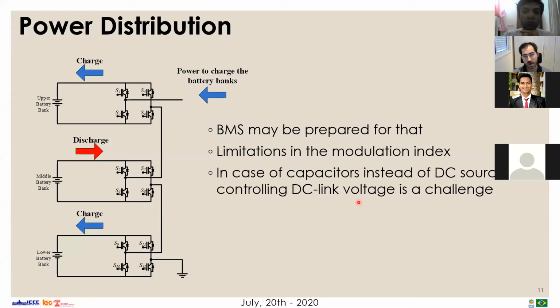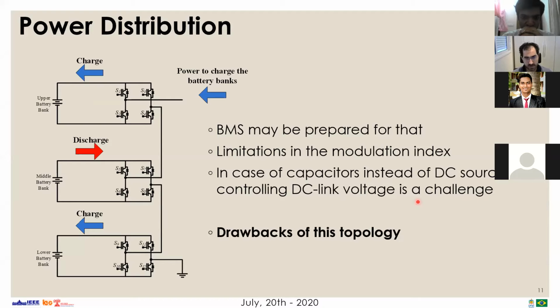And this is much harder when you are using capacitors instead of DC sources. Let's suppose that we remove the DC sources, replace them with capacitors, and we try to control the capacitor voltage as found in active filter applications. You need to control the DC link voltage. This is also quite confusing for the DC controller, because one capacitor is being charged while this is being discharged. And the DC link control is actually a very high challenge for controlling the DC link voltage of this topology.